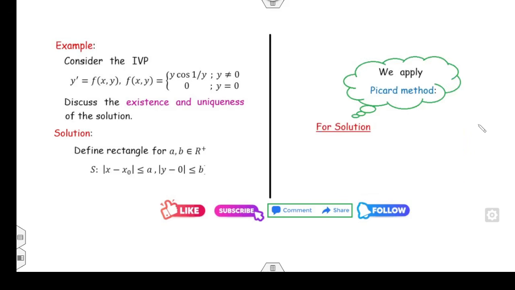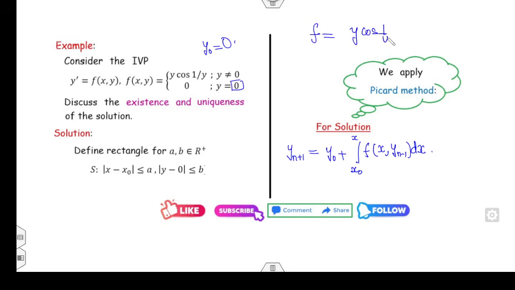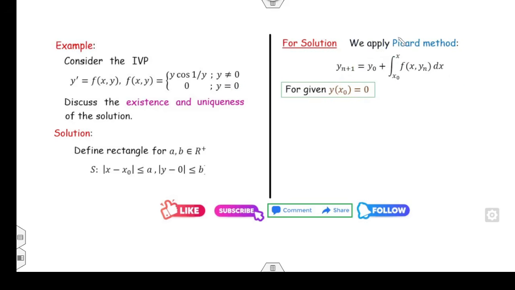We will apply Picard's method. And what is Picard's method? The solution is y of n plus 1, or you can write instead y n, is y naught plus integration from x naught to x of f of x comma y of n minus 1. ये तो Picard's method था आपके पास. Fine. In this case, what is y0? Initial value is my 0. Fine. And what is the function? F is my y cos 1 over y. Fine. So let's start with this one.